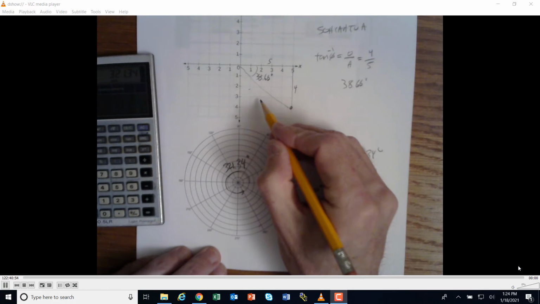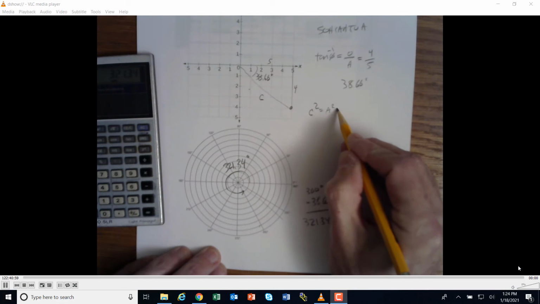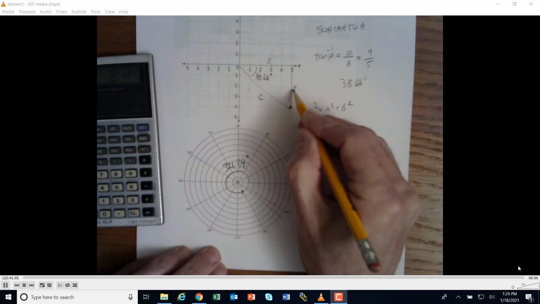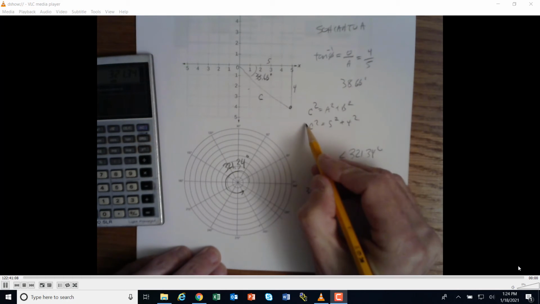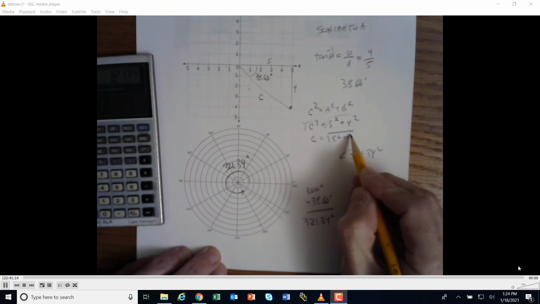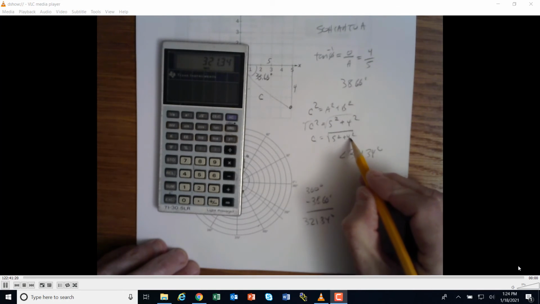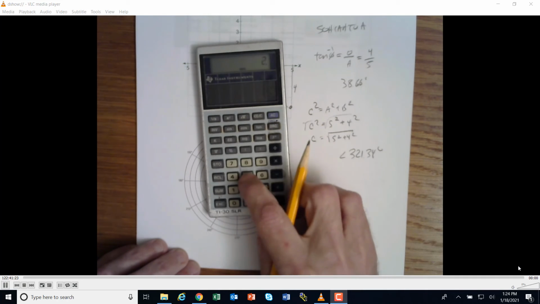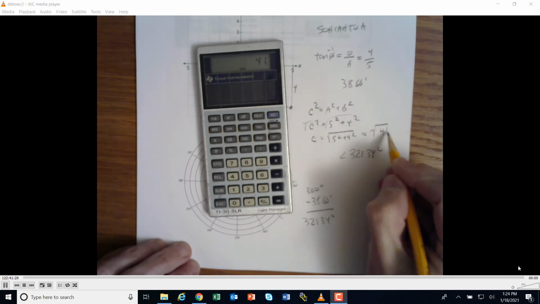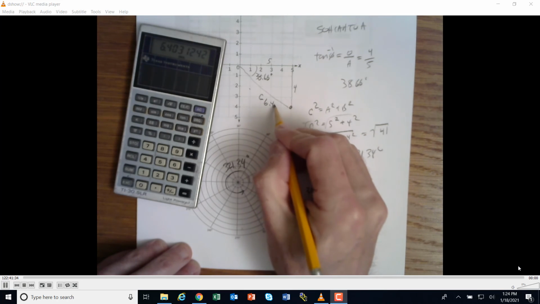So we're going to use Pythagoras' theorem, realizing that this is c. C squared is equal to a squared plus b squared, so c squared is equal to 5 squared plus 4 squared. Then we take the square root of each side to get c by itself. C is the square root of 5 squared plus 4 squared. I know that this is 25 and this is 16, so 25 plus 16 is 41. So we're talking about the square root of 41, and if I take the square root, I get 6.40. So this side right here is 6.40.